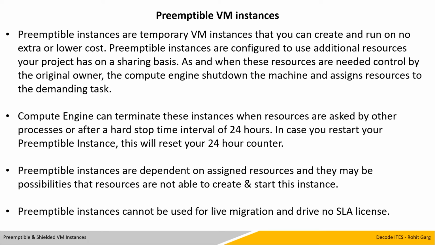In case you restart your preemptible instance, this will reset your 24 hour counter. That means if you restart your machine, it will reinitiate the counter of 24 hours. When resources are demanded back by the original instances, this machine can go down, or after the interval of 24 hours, GCP shuts down these machines.